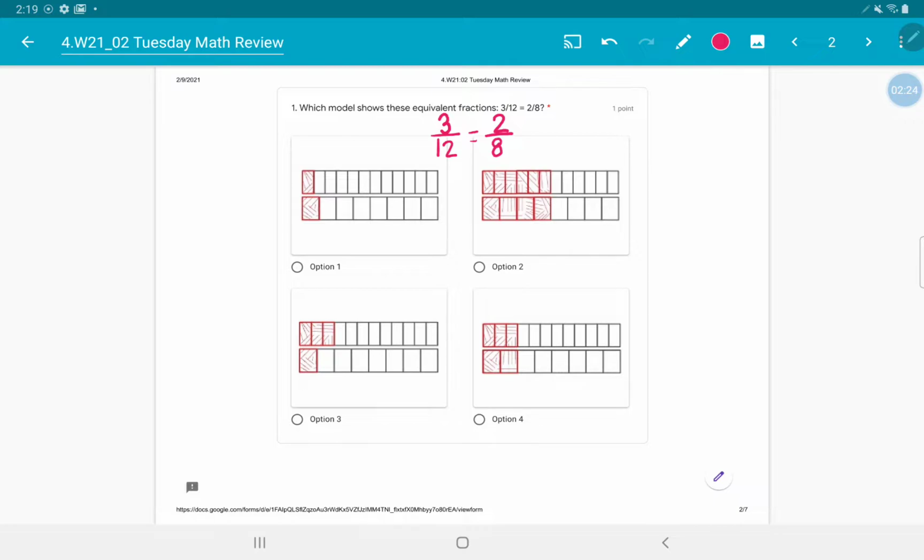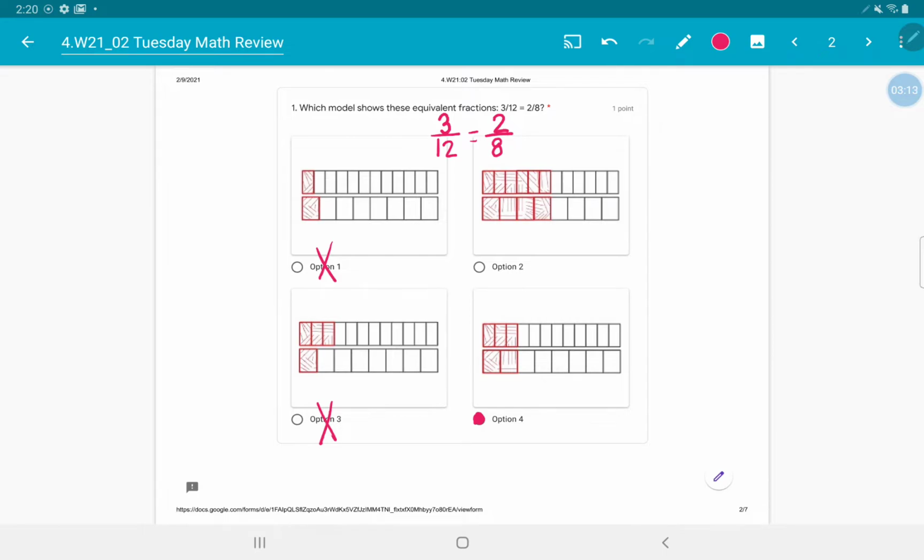Are they equivalent? Yes. So I know that the only two that could possibly be the correct answers have to be either option 2 or option 4, because those are the only ones that have equivalent fractions shown. So how am I going to know which one's correct, Olivia? By looking at the problem and reading the directions. Mm-hmm. It says 3/12 equal to 2/8, and that would be the fourth one. Very good. Option 4 shows 3/12. That top model is 3/12, and the bottom model is 2/8. So option 4 is correct. No one should have missed that one.